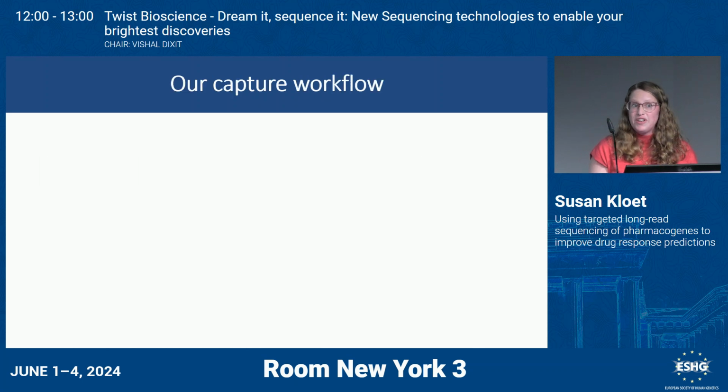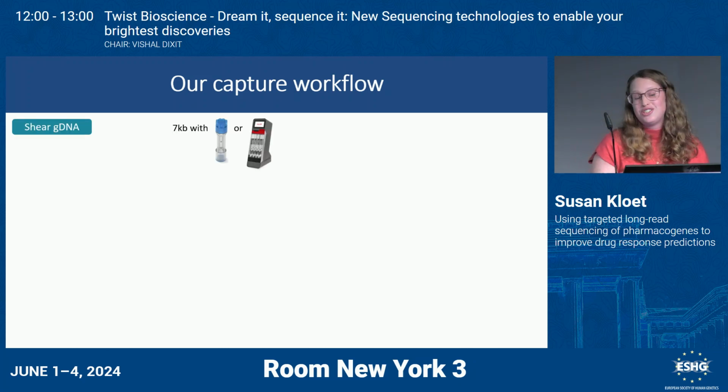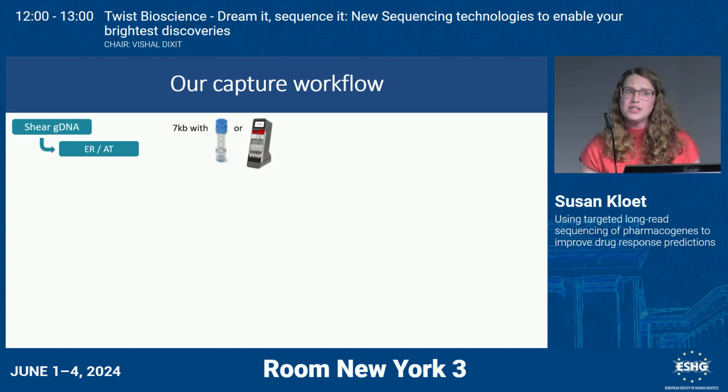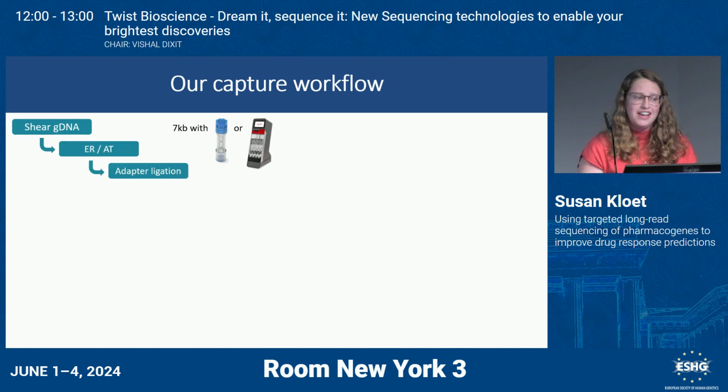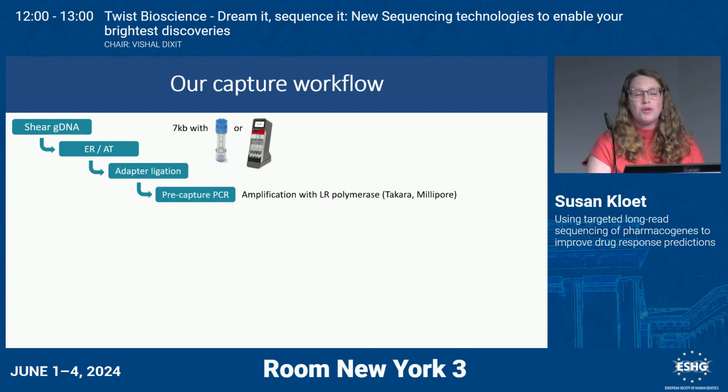Now, I hope there's some fellow methods geeks out in the audience, so I wanted to briefly walk you through the workflow that we set up. We start by shearing genomic DNA to about 7 kilobases, and for this we use either Covaris G-tubes or Diagenode Megaruptor. We then proceed with a standard end-repair, A-tailing, followed by adapter ligation. And then we perform pre-capture PCR, where we use an enzyme that's specific for long-range PCR.